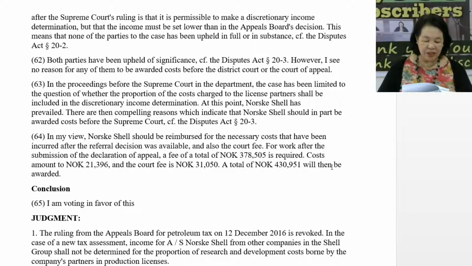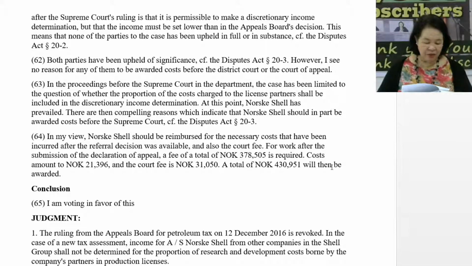In my view, Norske Shell should be reimbursed for the necessary costs that have been incurred after the referral decision was available, and also the court fee. For work after the submission of the Declaration of Appeal, a fee of a total of Norwegian krone 378,505 is required. Cost amount to Norwegian krone 21,396, and the court fee is Norwegian krone 31,050. A total of Norwegian krone 430,951 will then be awarded.